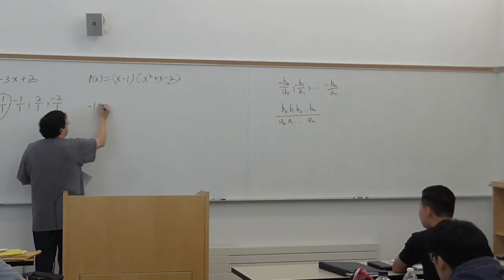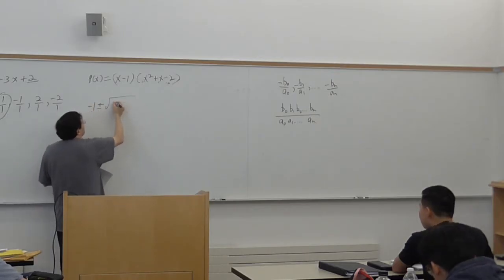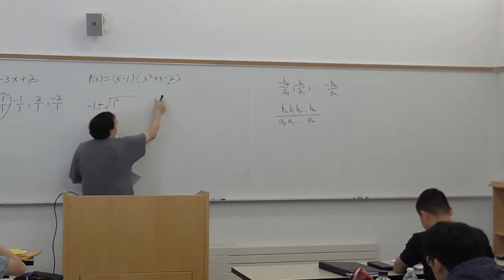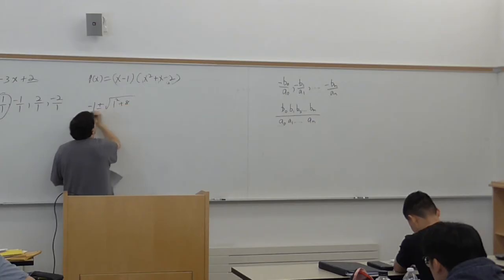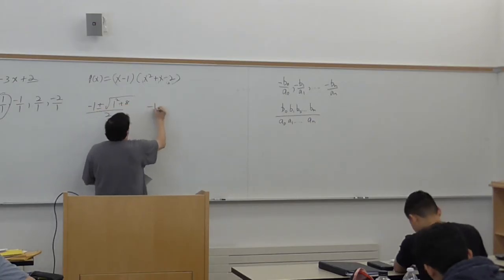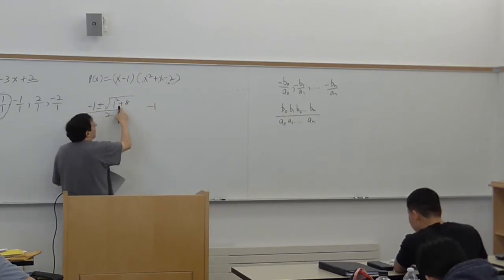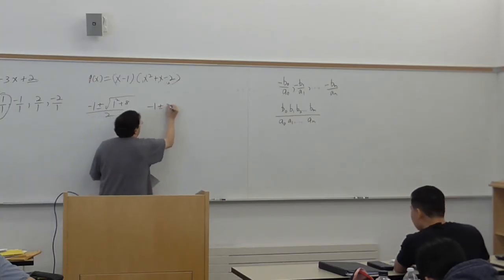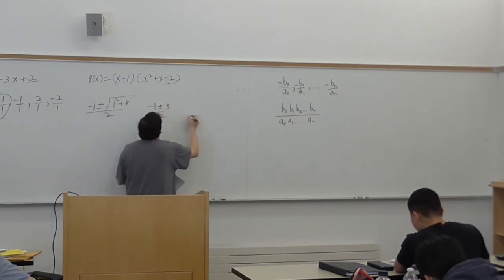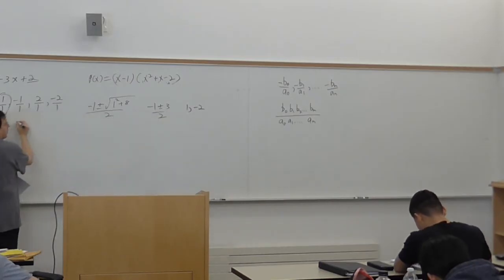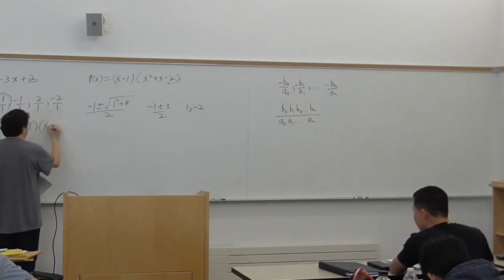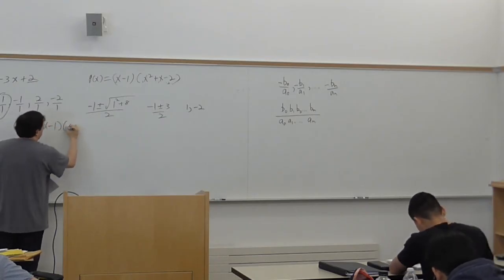So negative b plus or minus square root of b squared, right? Minus 4ac, that's minus minus or plus 8 over 2. Minus 1, this is going to become 9, square root of 9 or 3 over 2, or what is that? It's going to be 1 or minus 2. So I know my factors are x minus 1. Well, I have another x minus 1, and I have an x plus 2.